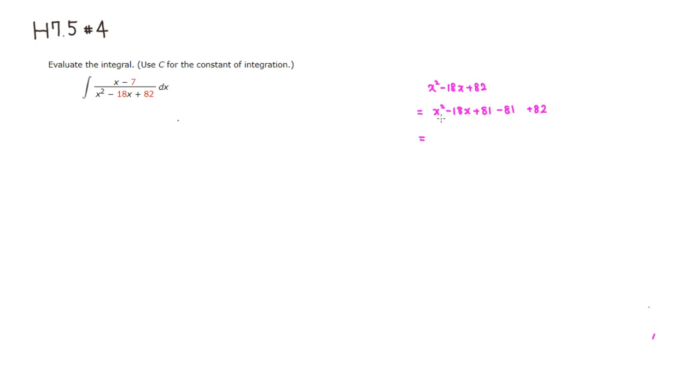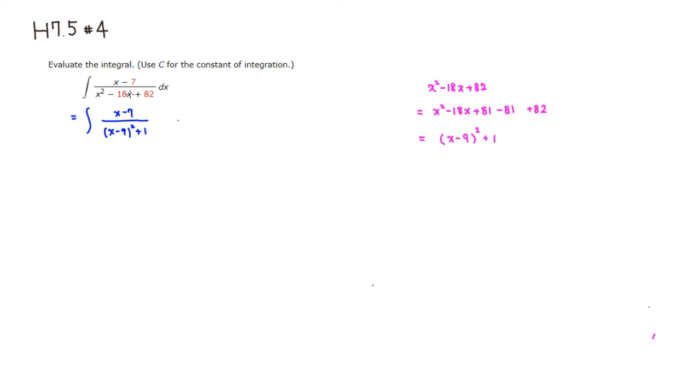By using those three terms, we can create x minus half of that number, 9, quantity squared. That will create those three terms. Then by combining 81 and 82, you're going to get the +1. So what we get here is an integral. The denominator is simplified to x minus 9 squared plus 1, and you have an x minus 7.